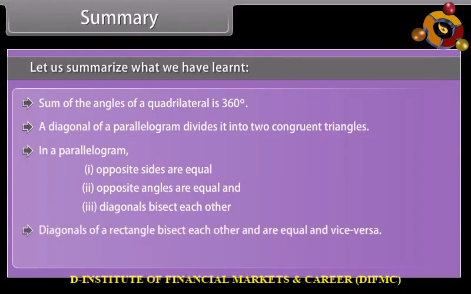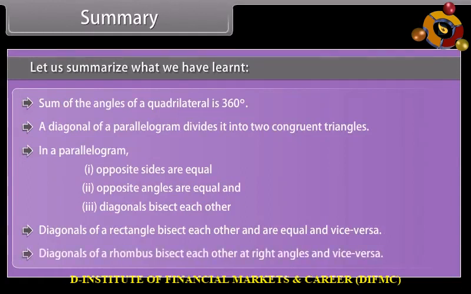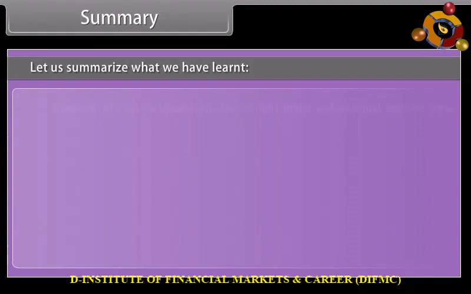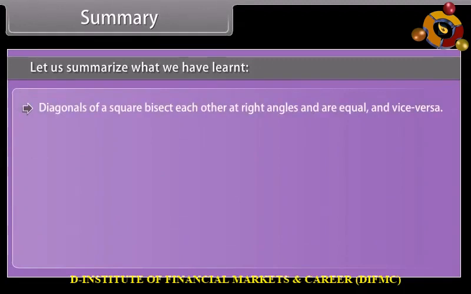Diagonals of a rectangle bisect each other and are equal, and vice versa. Diagonals of a rhombus bisect each other at right angles and vice versa. Diagonals of a square bisect each other at right angles and are equal, and vice versa.